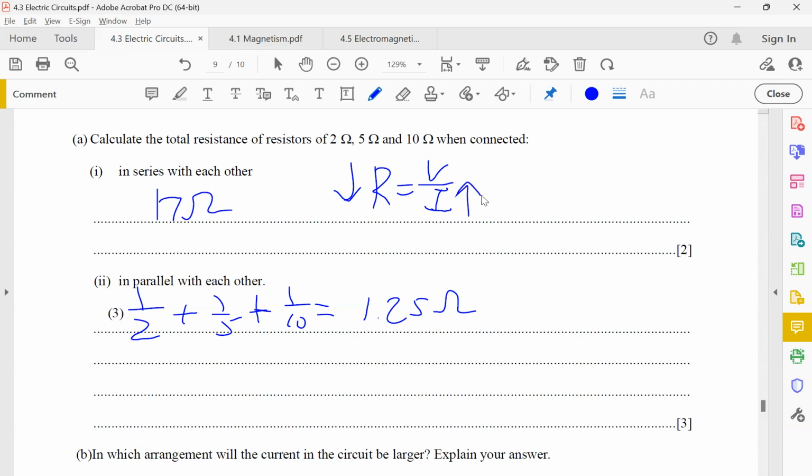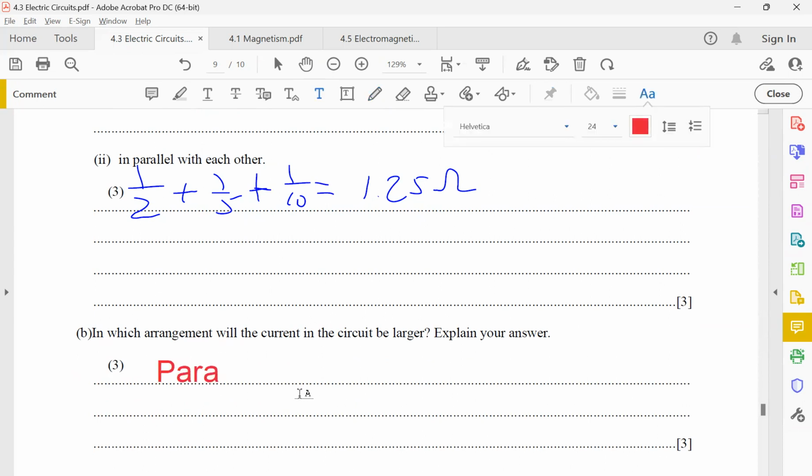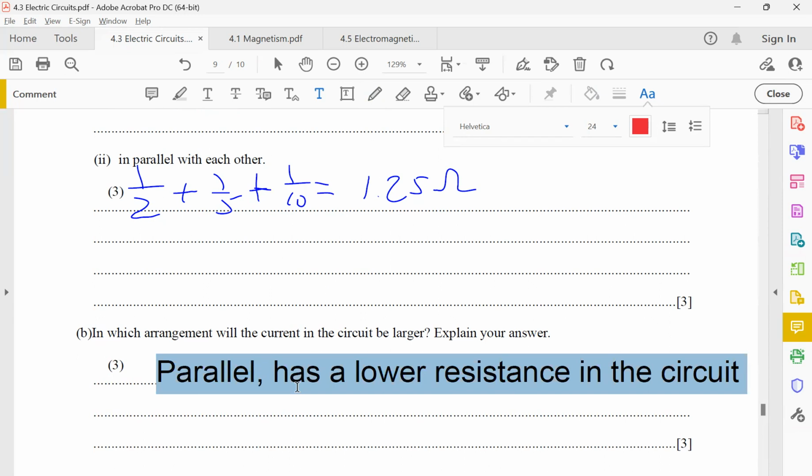You connect everything in parallel. Number one, all of them will have lower resistance generally, and all of them will have the same amount of voltage when you connect them in parallel. Have that in your mind, guys. This question comes up quite often. You need to know that parallel circuits generally have lower resistance and thus have a higher current flowing through them. Okay, so your answer should be parallel. Why? Has a lower resistance in the circuit, according to Ohm's law.